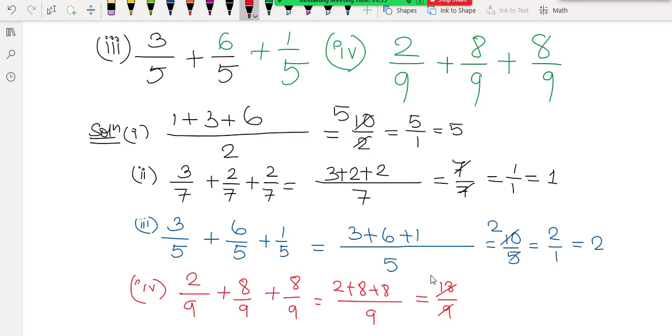9 twos are 18, so the 18 by 9 answer is 2 by 1. So simply we can write it 2.